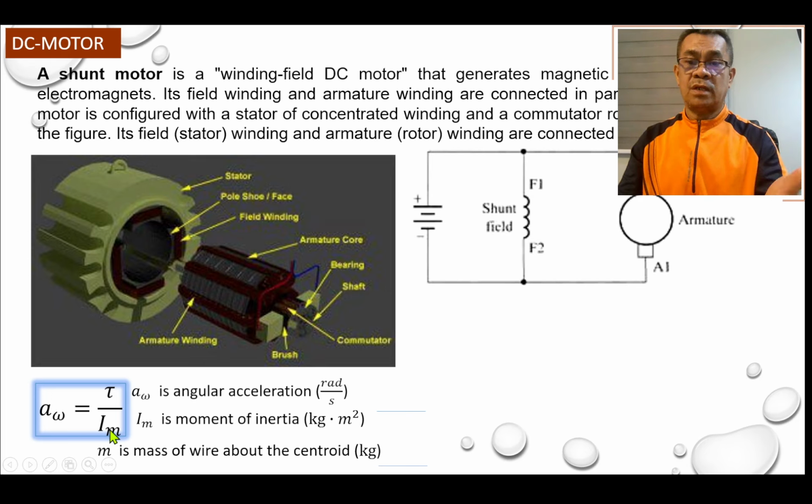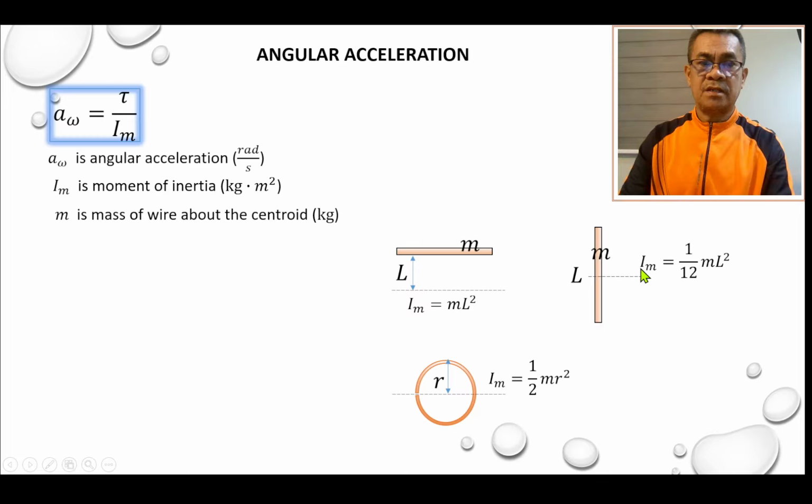So the question is how to calculate the moment of inertia at the center of that segment. Then the formula is 1/12 ml squared. This can be used for the perpendicular and this can be used for the parallel. Okay, so we have this one.